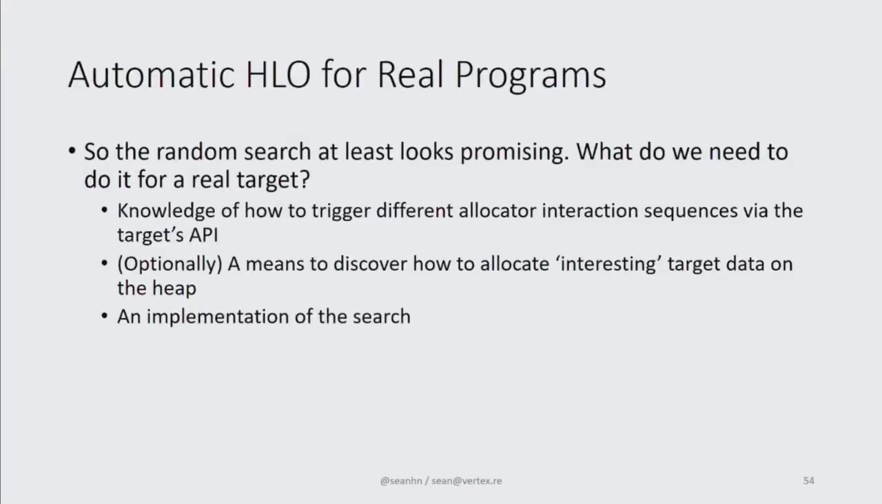Okay, so the random search, like I said, looks promising. If we want to actually do this on a real target, we need a few different things. We need to figure out how to trigger different allocator interaction sequences via the target's API. We need some way to discover how to allocate interesting target data on the heap, and we need an implementation of a search for that real program.